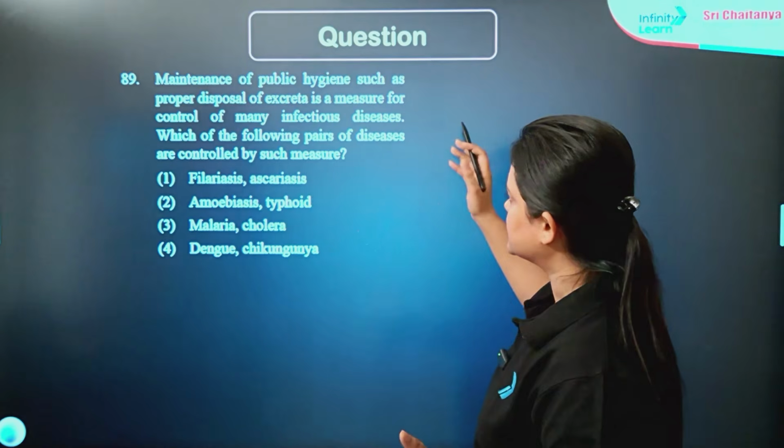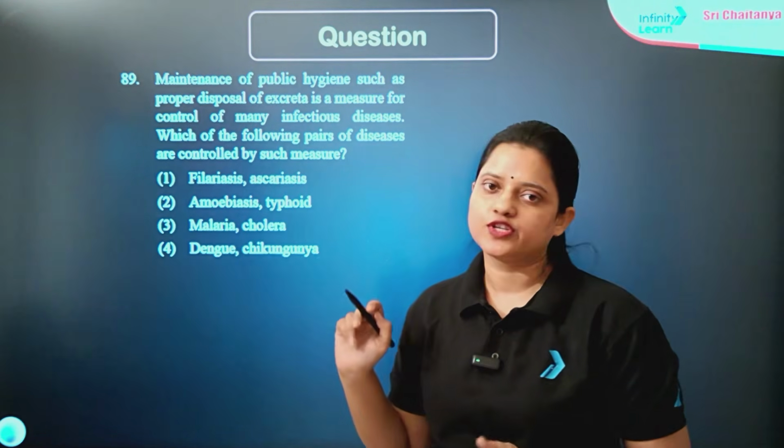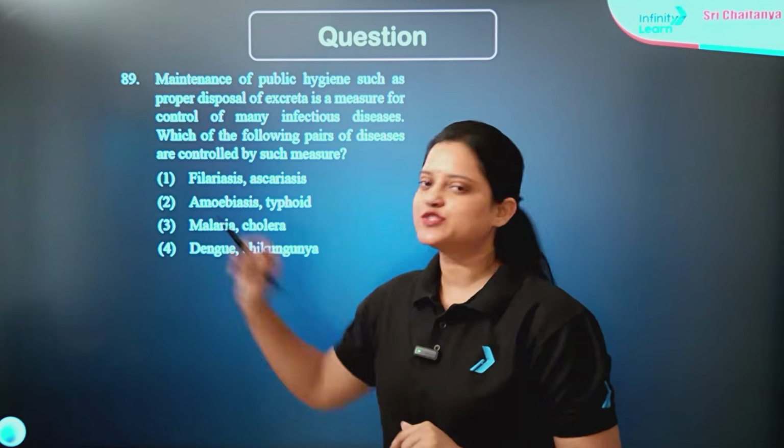Next, maintenance of public hygiene, such as proper disposal of excreta, is a measure for control of many infections. So which disease will be controlled here? It will be amoebiasis and typhoid. So we can control these two infections. That is option number 2.